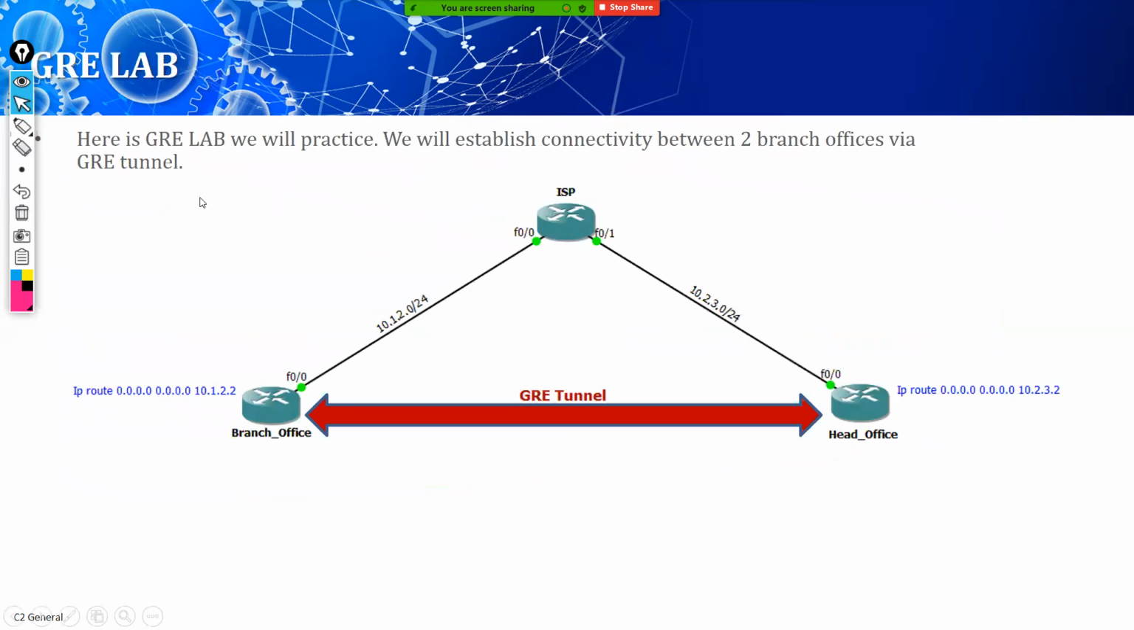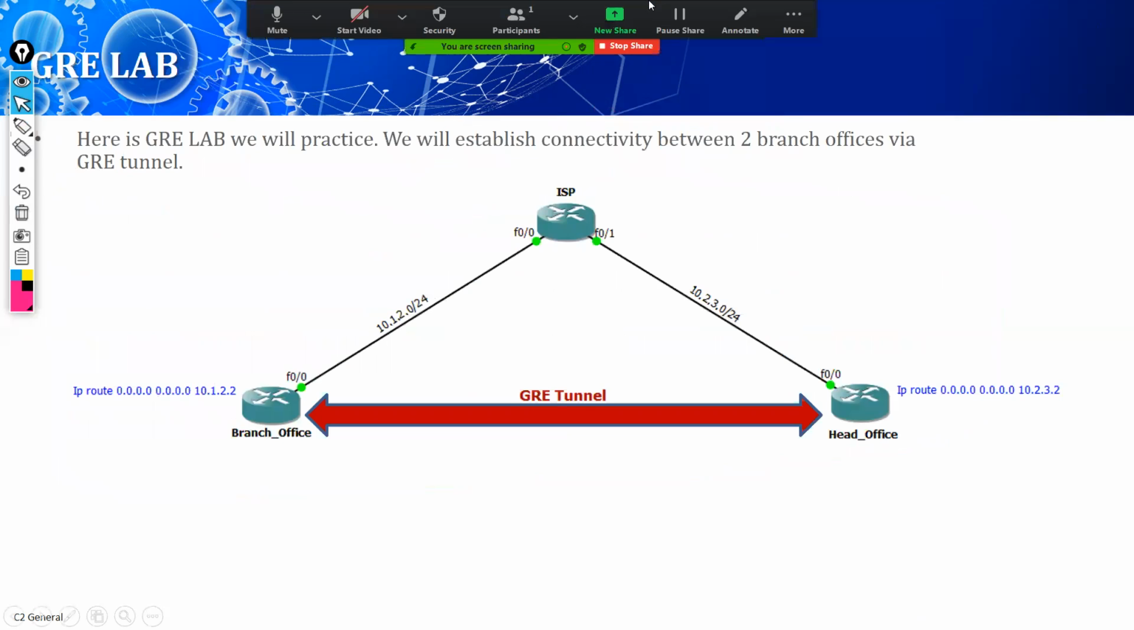So this is the theory. In our next video, we will discuss the lab for the GRE tunnel. We will implement a GRE tunnel between the branch and head office, and then we will bring up OSPF neighborship between them.